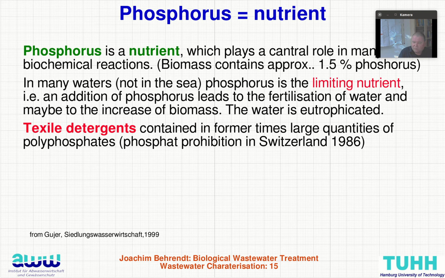It is produced as phosphate rock, a limited resource, and we have to remove it from the wastewater, also in order to recycle it. In many waters, phosphorus is a limiting nutrient. If we have too much phosphorus in, for example, a lake, then we have an increase of biomass and the water can become eutrophicated. This was the case, for example, in Lake Constance. When I started studying, the phosphate concentration went up.